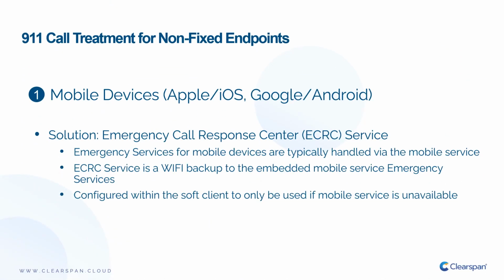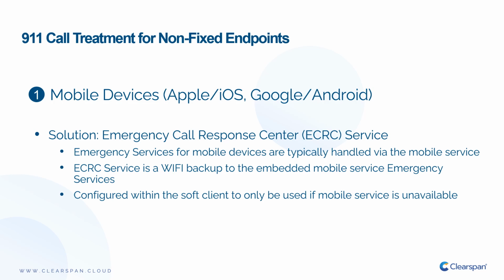For soft clients on mobile devices, the soft client should be configured to prefer the cellular connection for 911 calls and only utilize the voice over IP connection as a backup if the cellular connection is not available. The preference for the cellular connection is based on new technology for both Apple iOS devices and Google Android devices. Both companies have partnered with a company called RapidSOS that provides advanced location information for 911 calls.